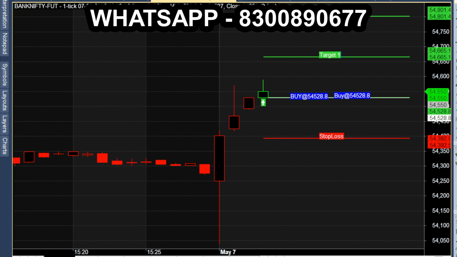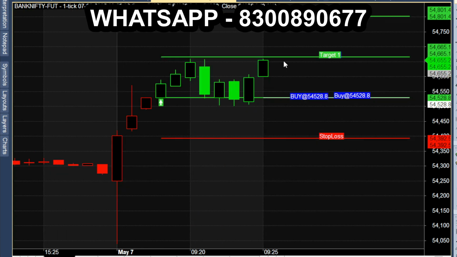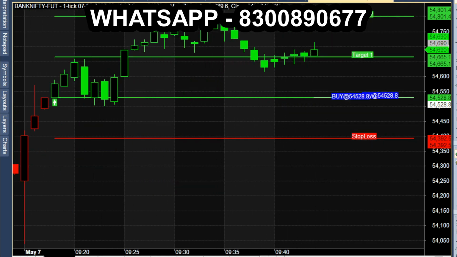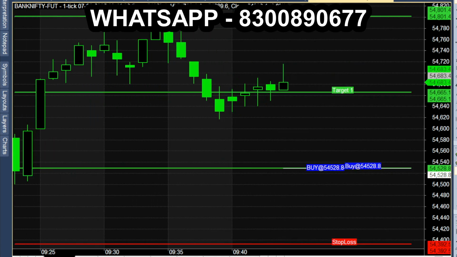And today, within 10 minutes of this buy call being generated, it successfully broke out the first target range, with continuous bullish momentum. The market went to the second target also. Like this, the call came and performed really well.